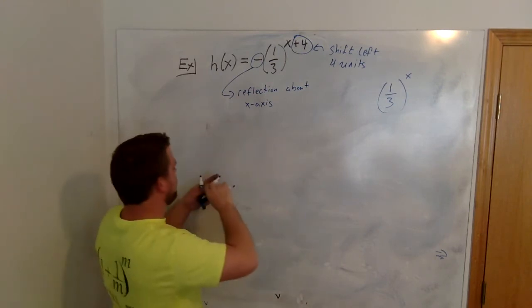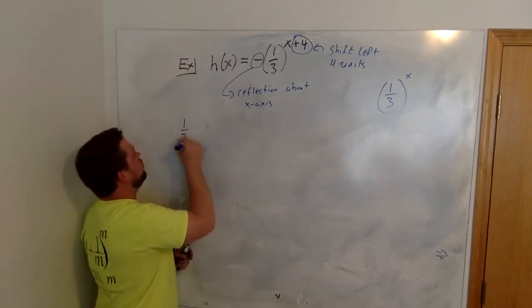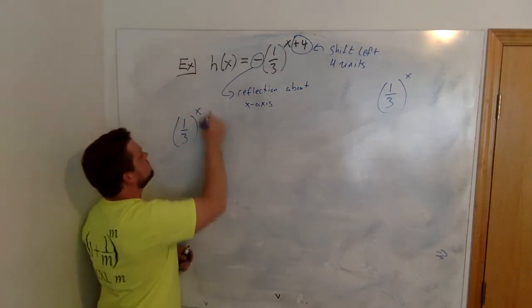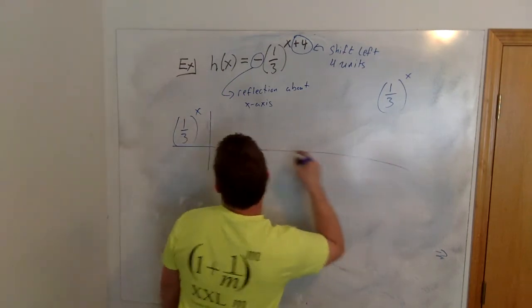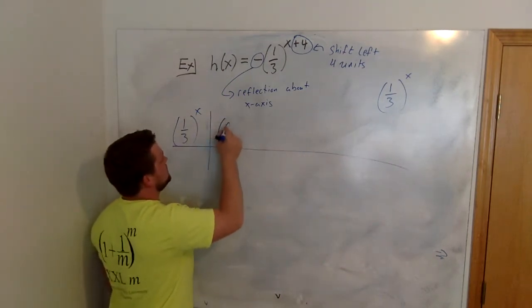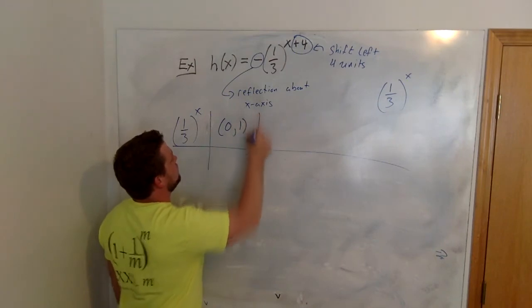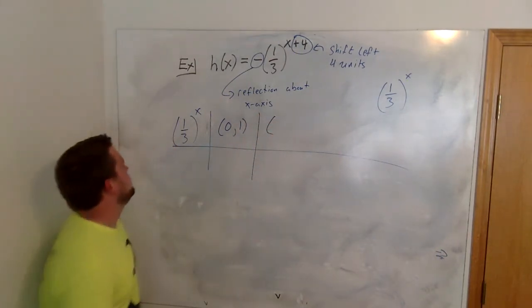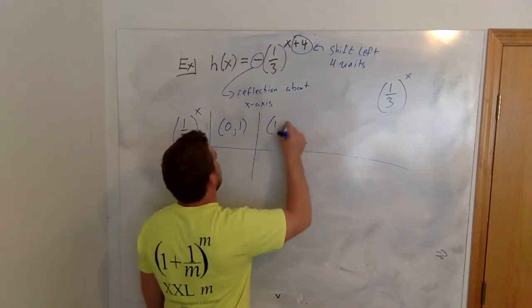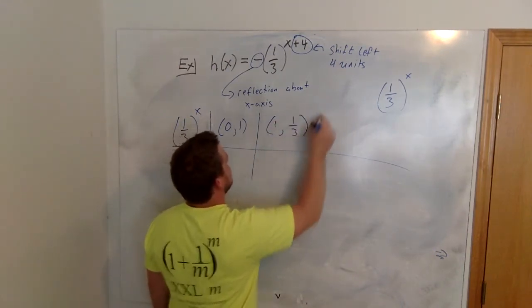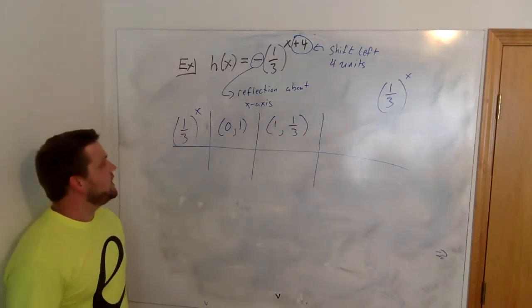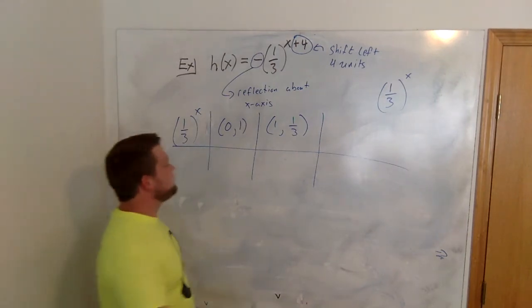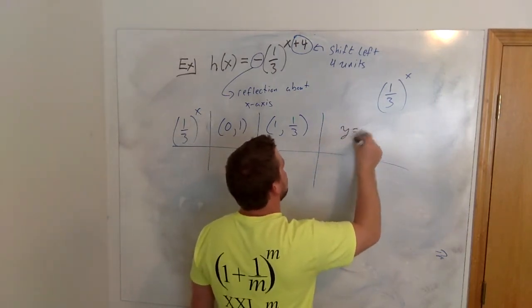Or let's record all our points. So we have our function 1/3 to the x. Okay. Let's write the key features of this one. Well, if you plug in 0, you're still going to get an output of 1. Okay. If we plug in 1, we'll get an output of 1/3. Okay. And what else will we get? We have our horizontal asymptote y equals 0.